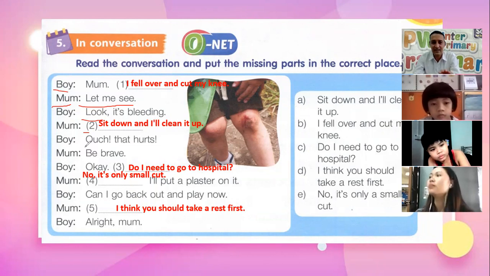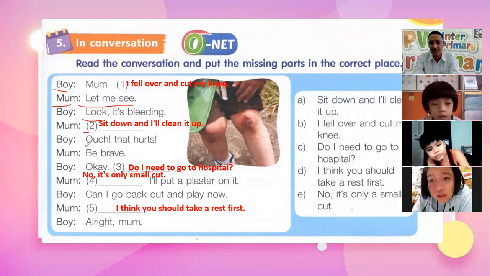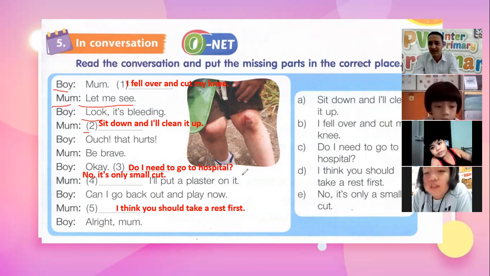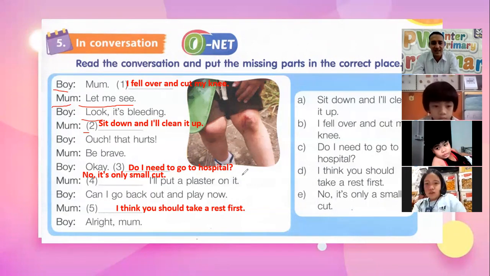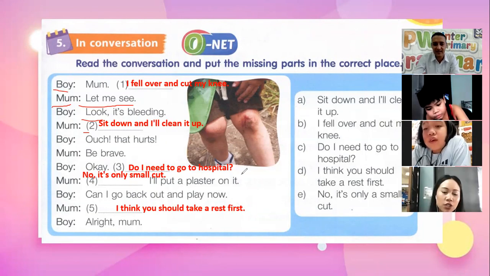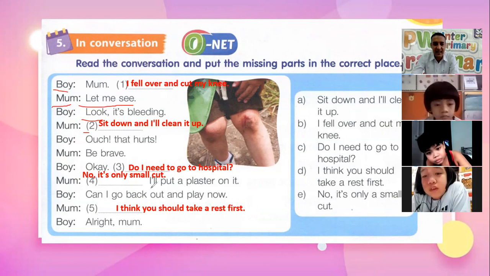Do I need to go to hospital? No, it's only a small cut. I'll put a plaster on it.